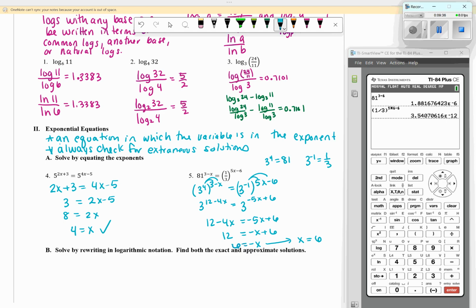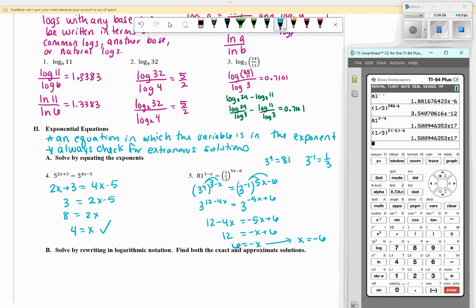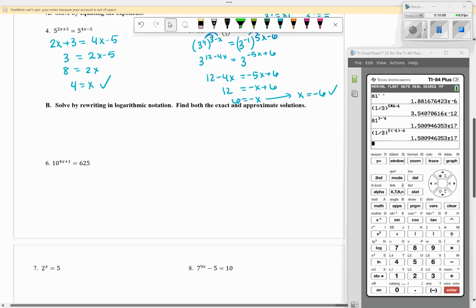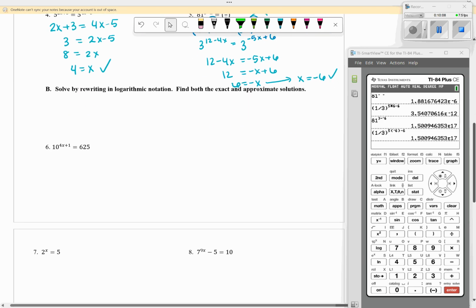Oh, I see. I forgot to divide by the negative. So x is equal to negative 6. Sorry about that. So when we plug in this negative 6, let's try that again. 81 to the power of 3 minus negative 6, and then 1/3 to the power of 5 times negative 6, and then minus 6, and there we go. So that's another reason why it's always good to check your final answer, just to make sure that you're not missing any values.